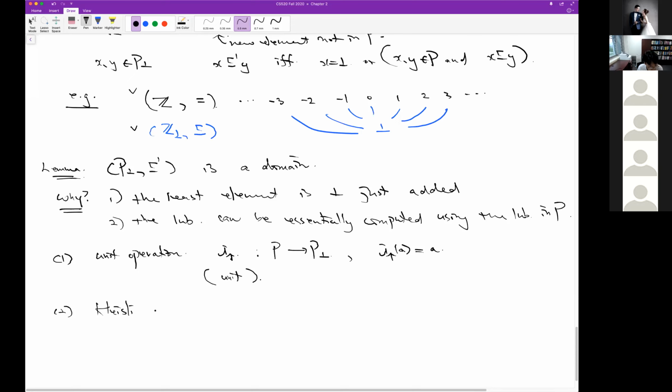Actually, it's Kleisli extension. So this operator works like this. Suppose we have an element f that goes from P to P prime bottom, where P prime is another predomain.